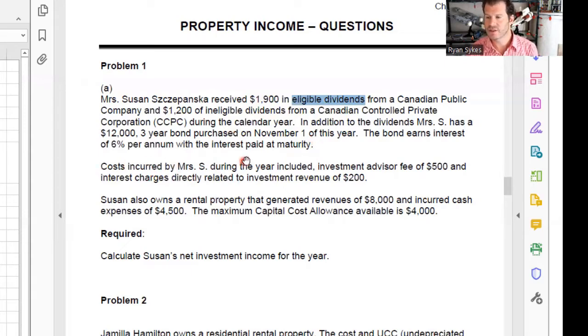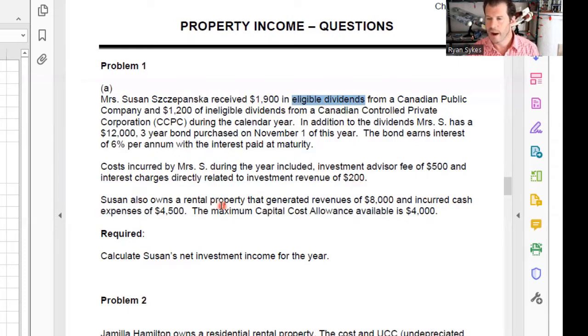Costs incurred by Mrs. S during the year included investment advisor fees of $500 and interest charges directly related to the investment revenue of $200. These are expenses that were incurred by Mrs. S. So she had some revenue, some income that was coming in, and then she's also got some expenses. Those expenses are going to be able to offset some of that revenue to reduce the net income and thereby reduce the taxes, one would assume.